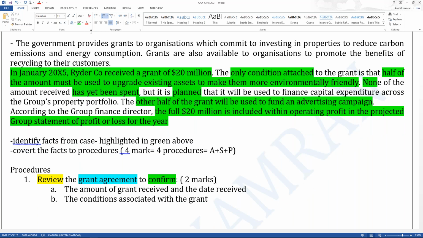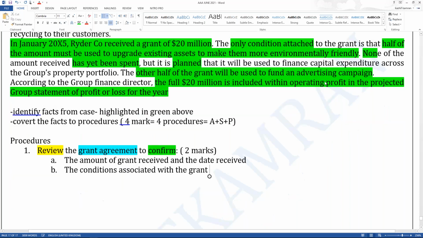Number 2, half the amount is to be spent on upgrading the assets and half is to be spent on an advertising campaign. But have they spent any amount yet? Have they confirmed? Have they spent any amount yet? But do they plan to spend it? Do I exactly know when they plan to spend it? Next 6 months? Should I discuss with management the plan by when they plan to upgrade the assets and by when they plan to do the advertising campaign?